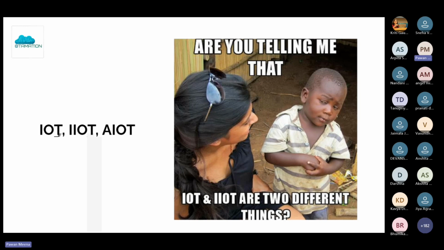And I can't see your hands if you raise. So that's why it is better if you can speak directly.